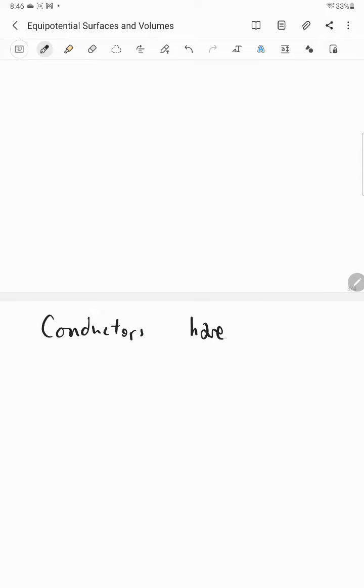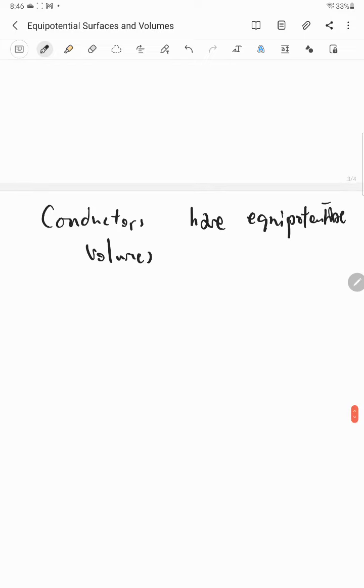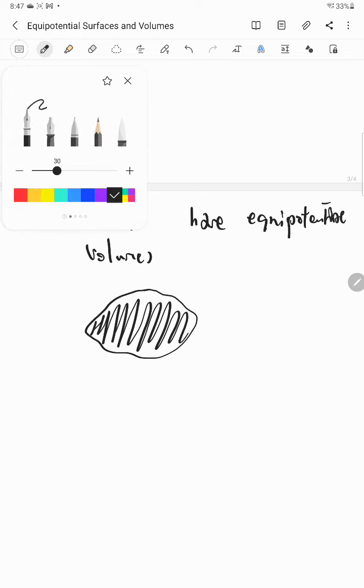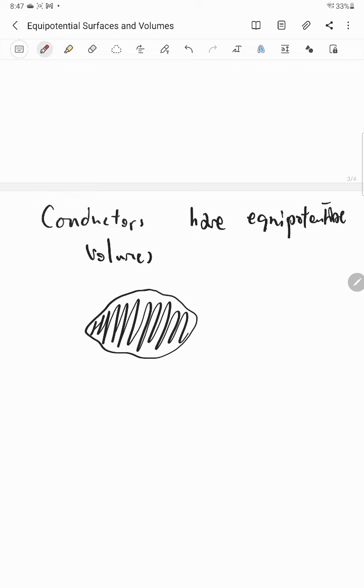Conductors have equipotential volumes. And the fast way to see that that's true is, here is a conductor, and inside of the meat of the conductor, what you're guaranteed that's special about conductors is that the electric field is 0 inside of conductors.